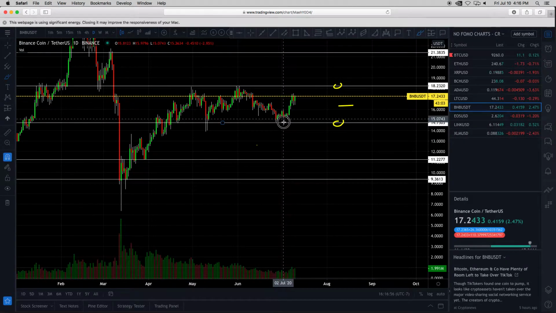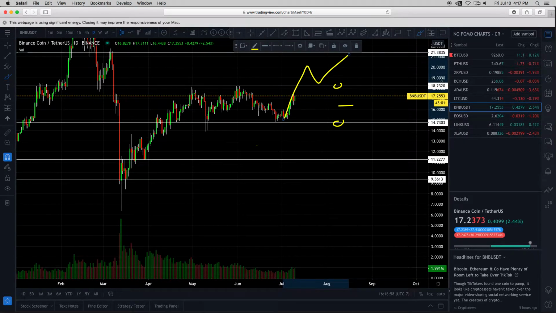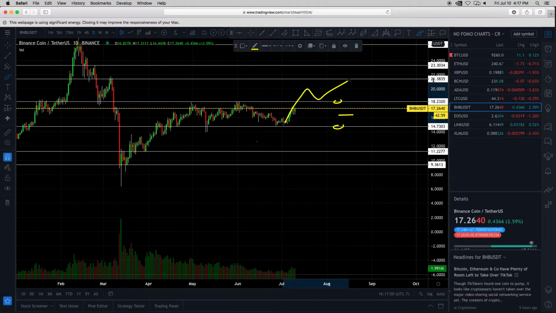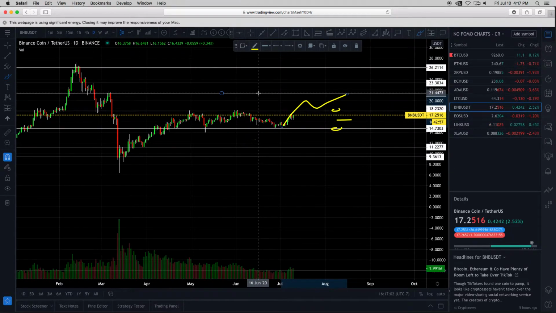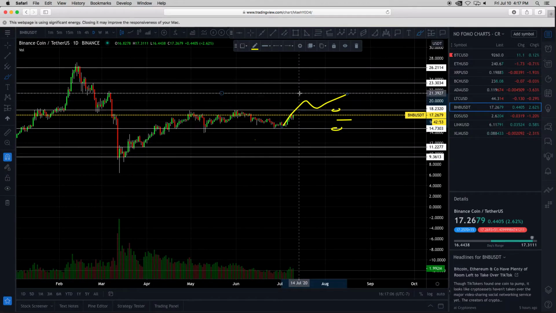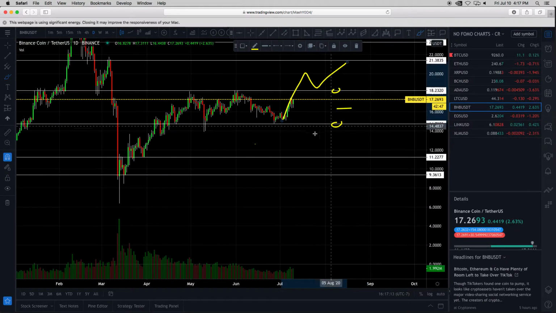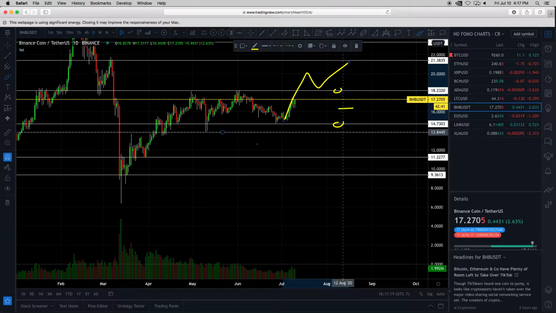What we have to do to get out of there, higher high, higher low, higher high, up to these previous resistances over here. So target 1, $18, target 2, 21, target 3, $23, target 4, $26. Support number 1, $14.72. There's also another support right here for the bots, $13.84. Support 3, $11. Support 4, $9.50.